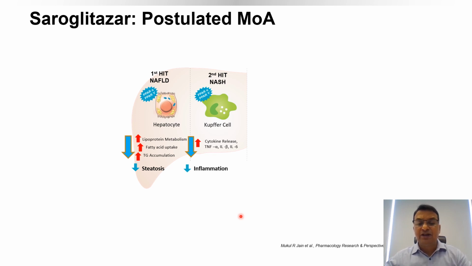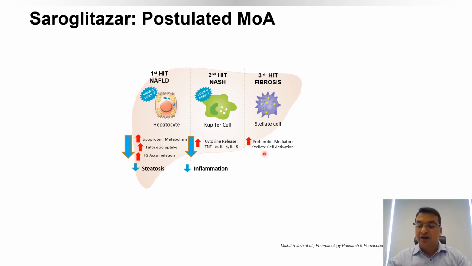The third hit theory is the development of fibrogenesis in the liver through activation of hepatic stellate cells. This activation of hepatic stellate cells leads to fibrogenesis, leading to fibrosis in the liver. And we have data indicating that saroglitazar decreases the activation of hepatic stellate cells, and hence it may reduce the fibrogenesis in the liver of patients having non-alcoholic fatty liver disease.